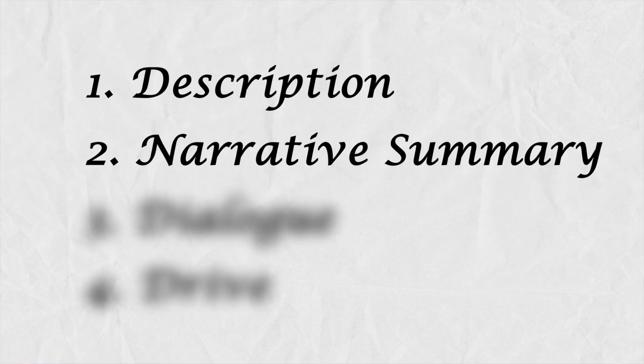Narrative summary. Similar to description, narrative summary is when you explain what happened in a story, but in a shortened way, kind of like a narrator would. This should be used for telling the less important parts of the story that are still needed. Now, unfortunately, this is what most poor storytellers tend to use for the whole story.